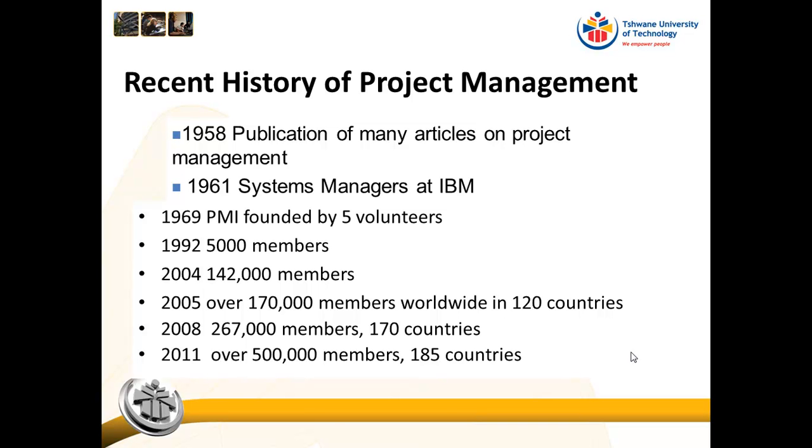Then in the recent history of project management, it started in around 1958 when a lot of articles on project management started to be published in journals. Then in 1961, system managers were appointed at IBM, and system managers had very similar jobs to what current project managers have. Then in 1960, and you will note that the space race and going to the moon and all of that happened in about the late 1950s, early 1960s.